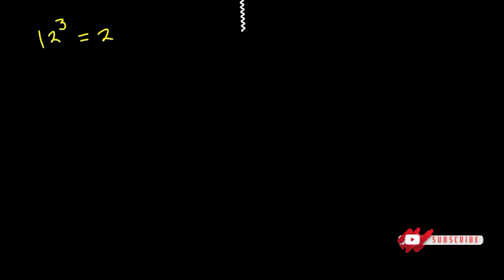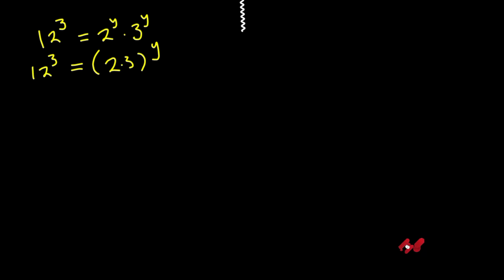So we have 2 to the power of y times 3 to the power of y. And according to the law of indices, we can join them together since they have the same power of y. That's allowed due to the law of indices. Then we can go ahead to say 12 to the power of 3 equals 2 times 3 is 6, that's 6 all to the power of y.